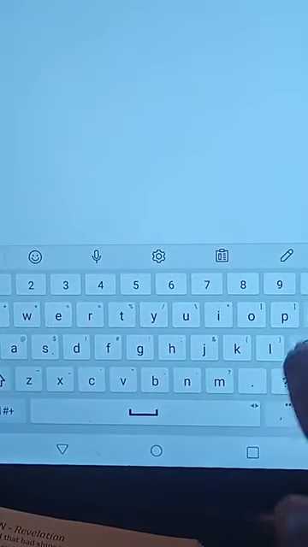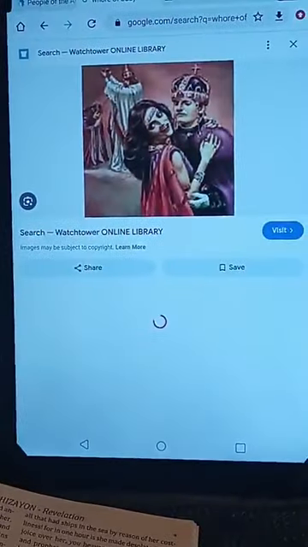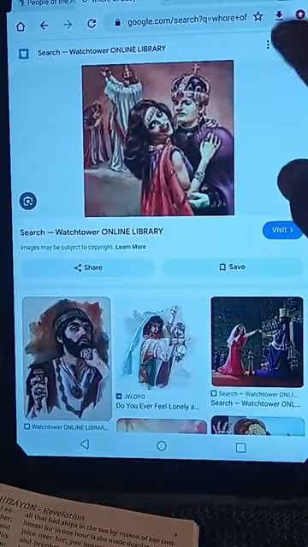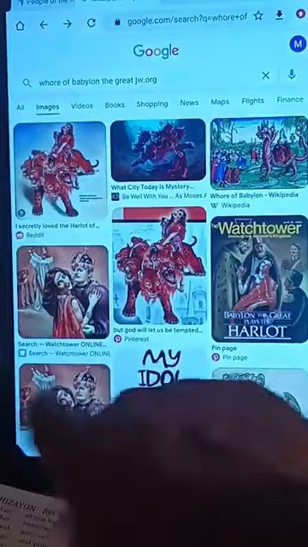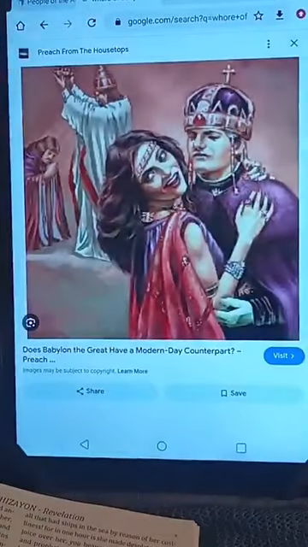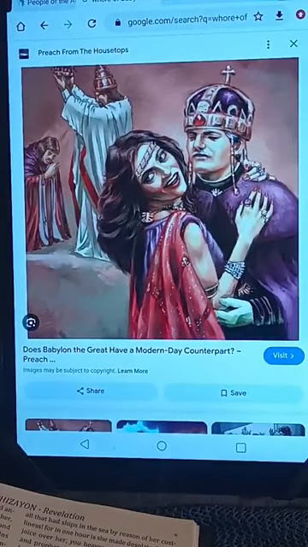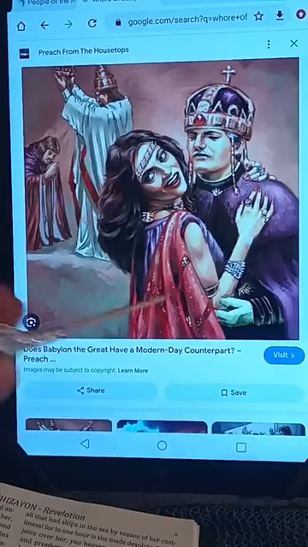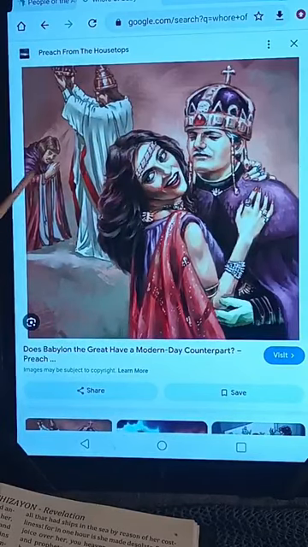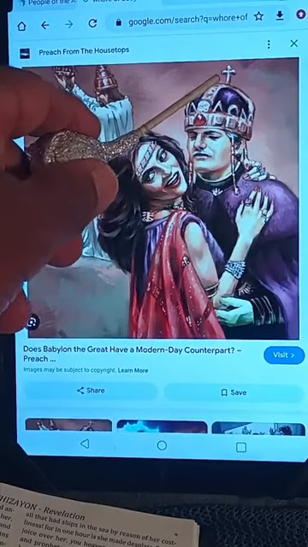JW.org. This one. Why is the picture so blurry? That's her, Lilith. Brainwashing these men. That's her cross. That's her vagina of death on his crown.